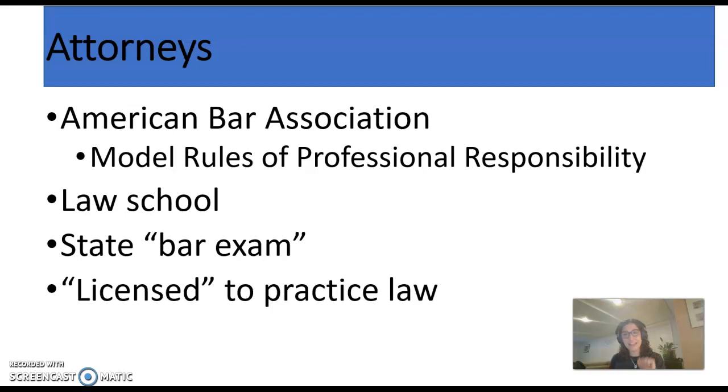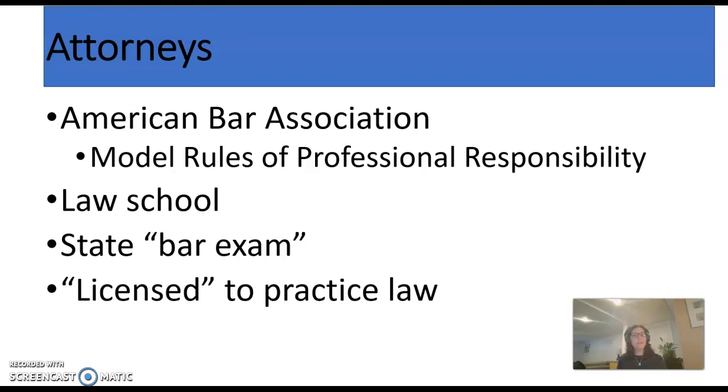Just as a funny aside, Massachusetts for attorneys doesn't have any CLE requirements, although most attorneys do take continuing legal education courses because we do have an ethical obligation to stay up to date on our areas of law. So even though it's not a requirement by our rules of professional responsibility, it's still really significant.